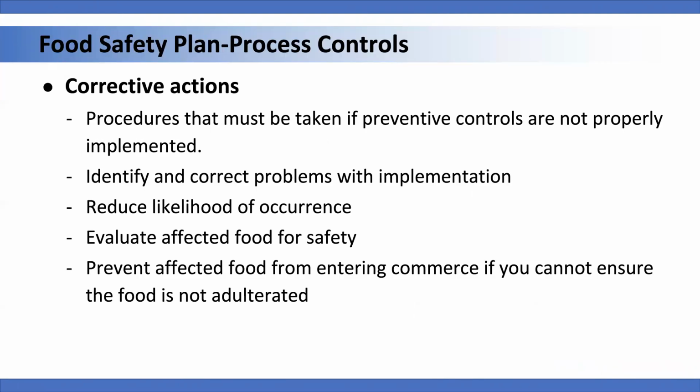If the preventive control is not properly working, we need to take any action to correct it. That is corrective action. Corrective actions identify and correct any problem, reduce the chance of reoccurrence, evaluate affected food product for safety, and prevent affected food from selling and distributing until the problem is solved.